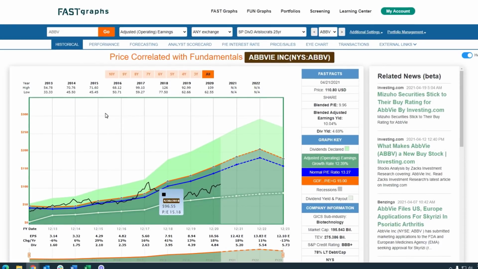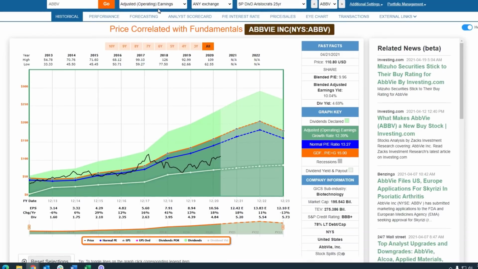I start by looking at the metrics that I have available to me on the basic FastGraph. I start with adjusted operating earnings, and those are the earnings that really reflect how the business is doing. And that's the orange line in this graph. And I use a 15 PE ratio, as most of you know, as a good benchmark for most companies that have decent growth rates. I'm looking for the price to be attractive below this line so that I see a margin of safety in the stock.